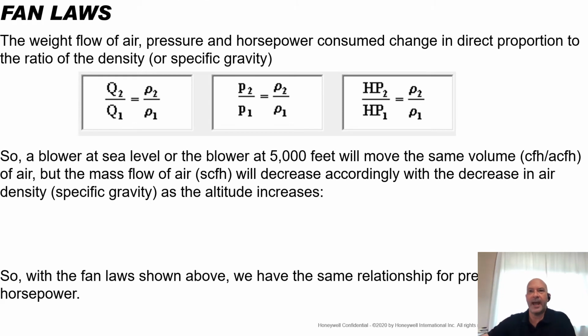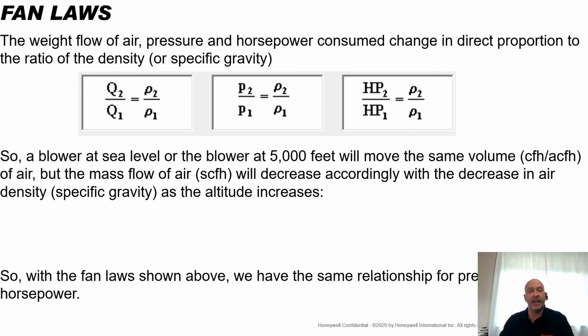So if we look at the fan laws, you'll see them here. Our flow, and Q is mass flow, so consistent units. So the weight flow of air, the pressure, and the horsepower consumed are in direct proportion to the ratio of the densities or the specific gravity.